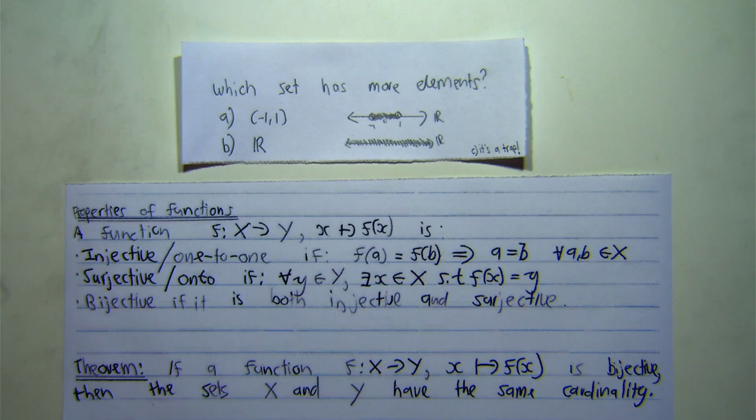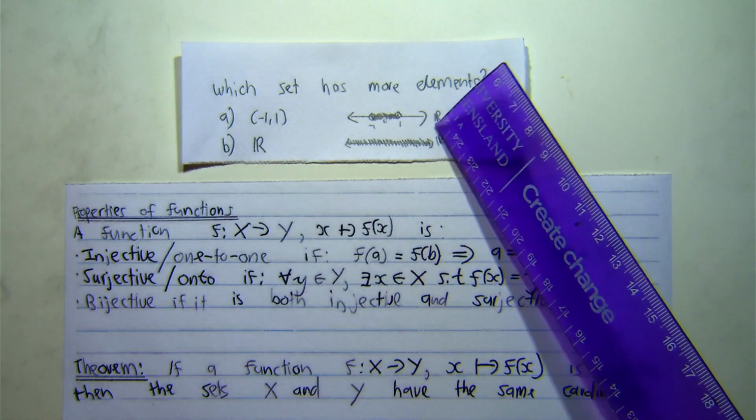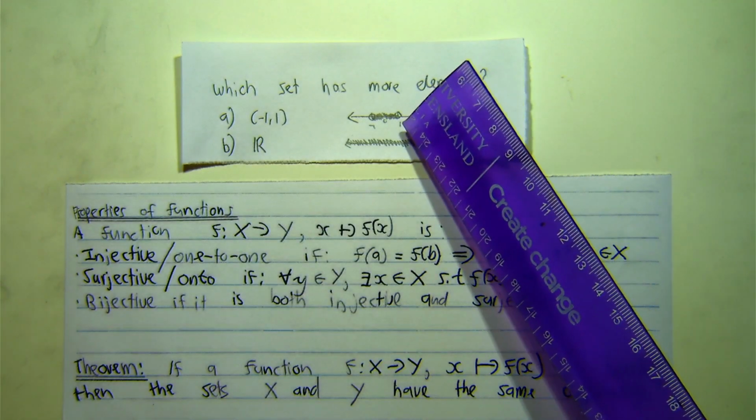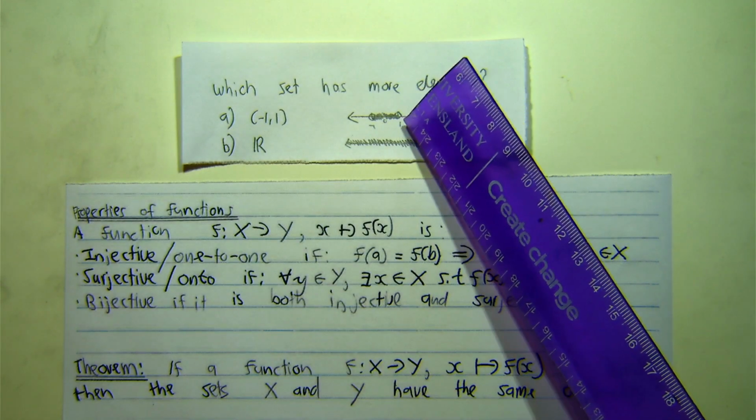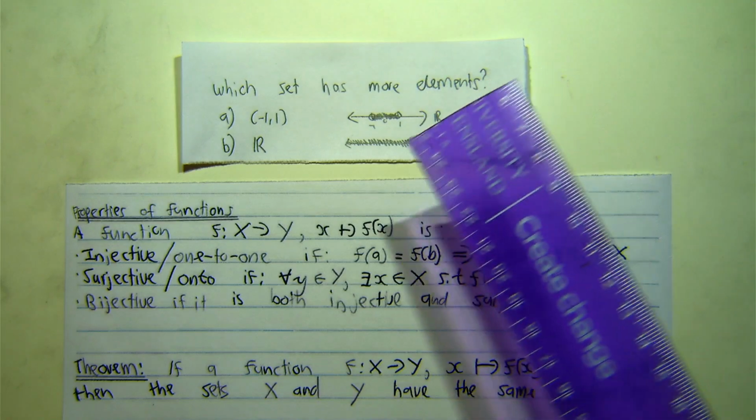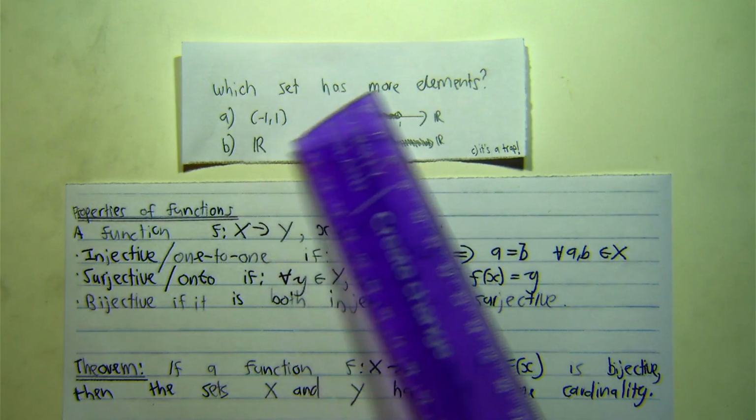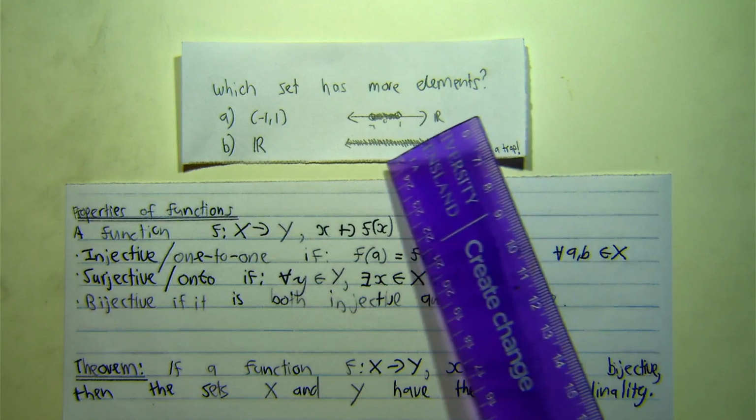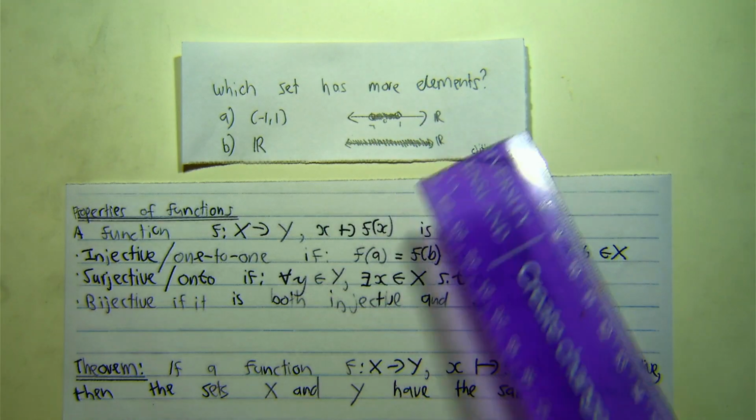But before we get stuck into it, I have a question for you. I've written this question on the sheet of paper here, and it is simply this: which set has more elements? Option A, the set -1 to 1. So if you have a real number line here, it's all the points in between -1 and 1, excluding the endpoints there. And then option B, the whole real number line, so any real number.